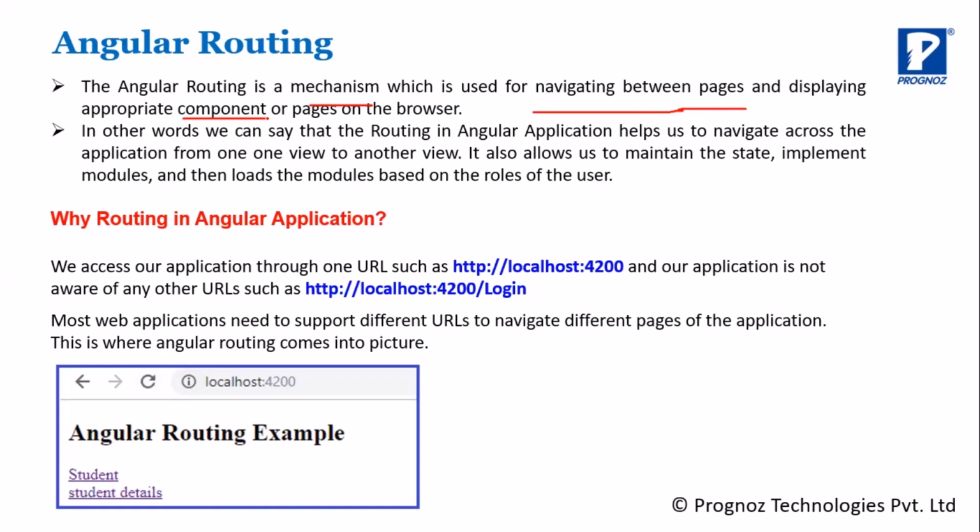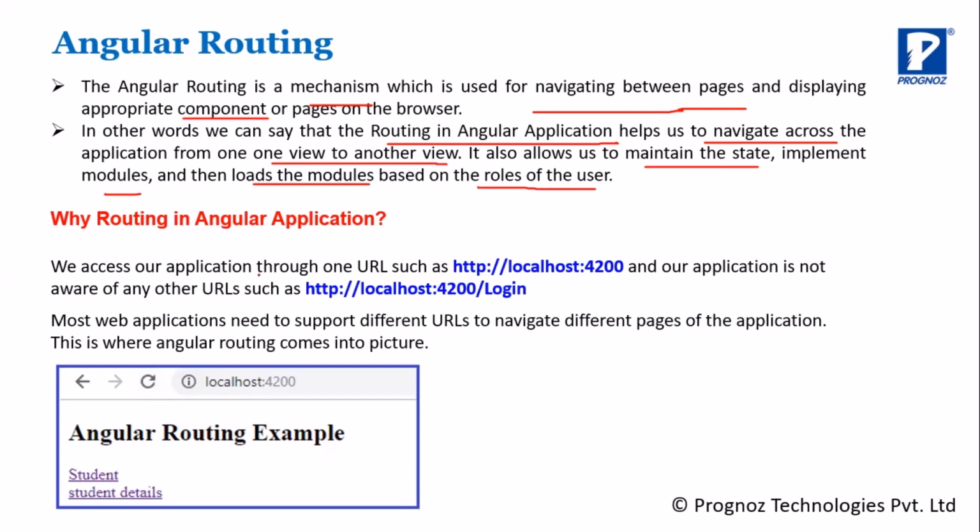Just like you create a navigation bar in Bootstrap, the same is the routing concept in Angular, moving from one page to another page. In simple words, we can say that routing in an Angular application helps to navigate across the application from one view to another view. And it also allows to maintain the state. State is nothing but a property. Implementation of modules and loading the modules based on the roles of the user. Why routing in Angular?